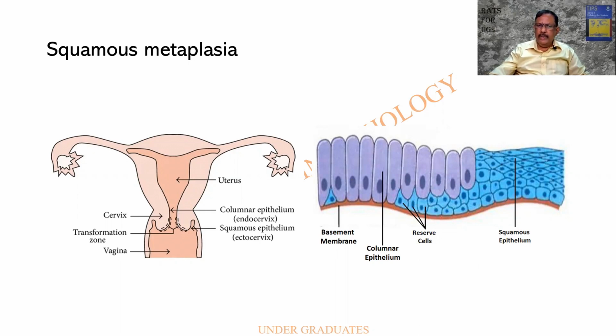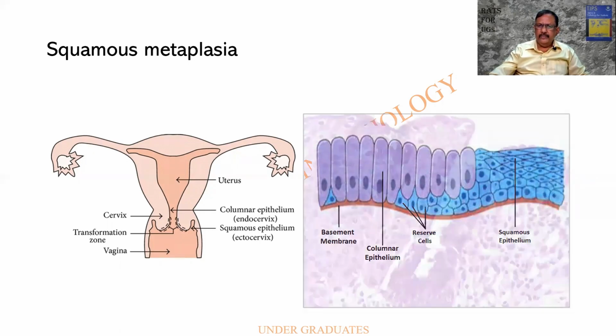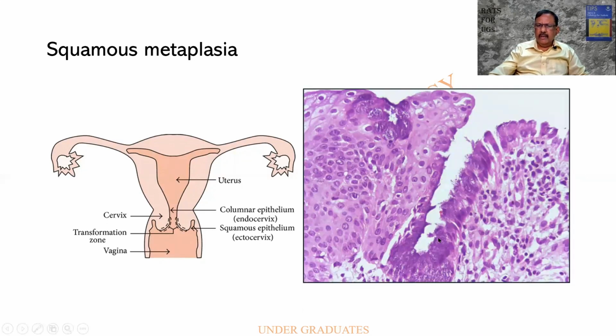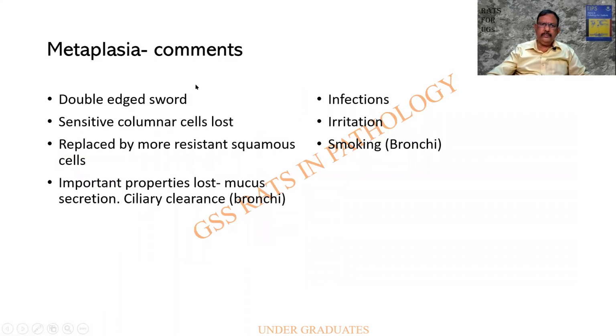The concept is from Robbins. And this is a microscopic picture from elsewhere. I find that the columnar epithelium is getting replaced by the more polygonal stratified squamous epithelium over here. Columnar epithelium is sensitive, whereas this is more resistant. And this is the text that you people should write. Metaplasia basically is a double-edged sword. It is like catching a falling knife. You can save the knife or harm your hand.